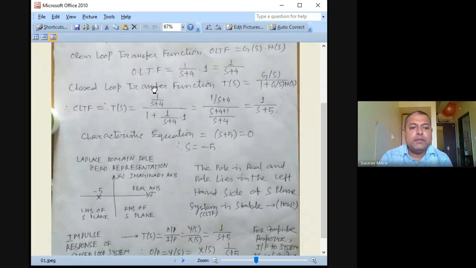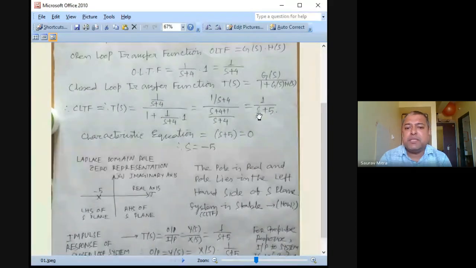Okay, so the closed loop transfer function is T(S) equals G(S) by 1 plus G(S)H(S). From there you are finding the CLTF. Whatever is the numerator polynomial, if you solve that, whatever values you get, are called the zeros. Okay, so today I will be posting another two numericals.